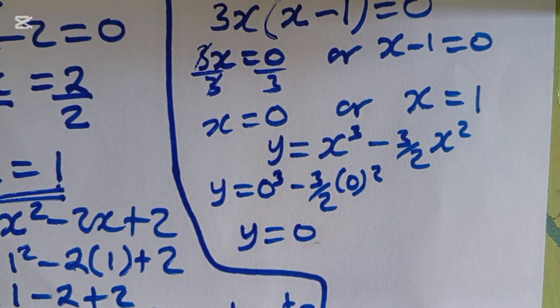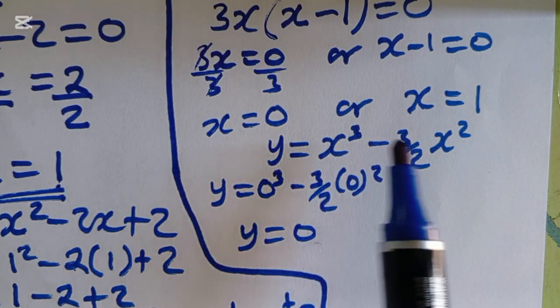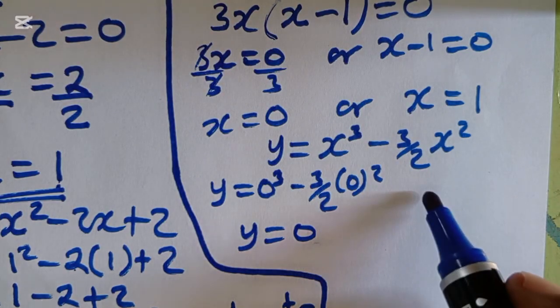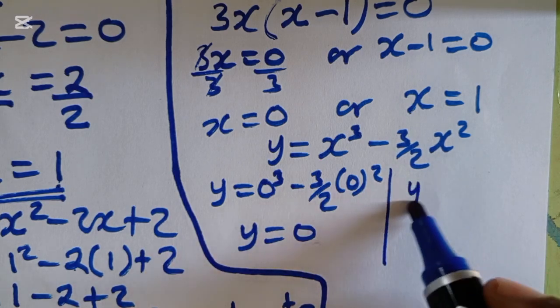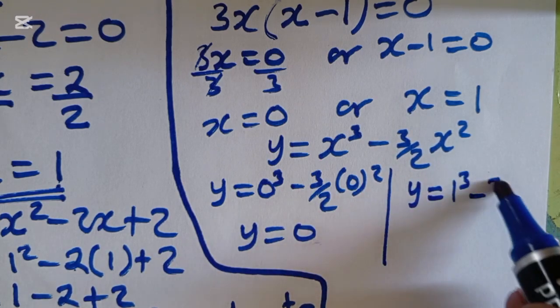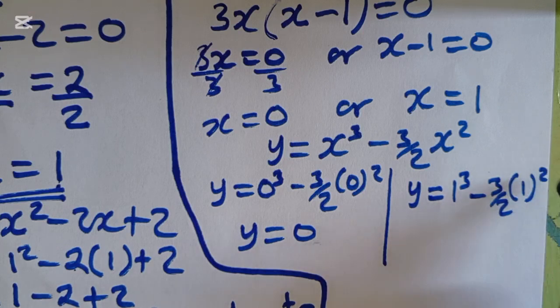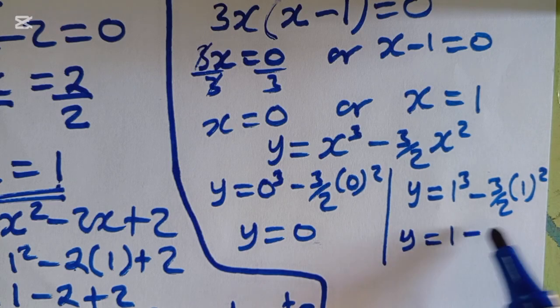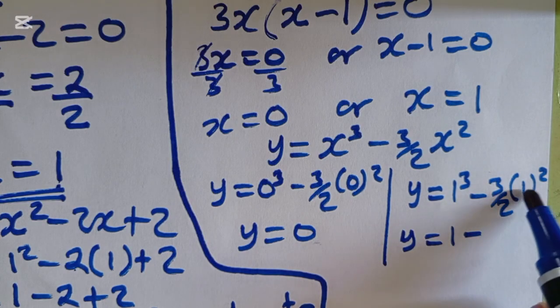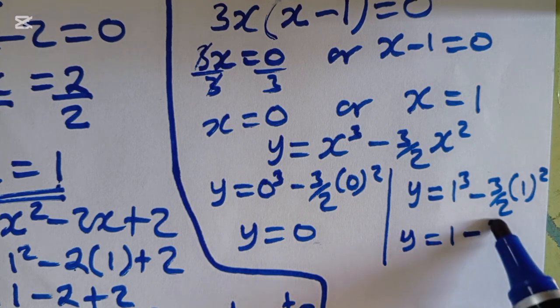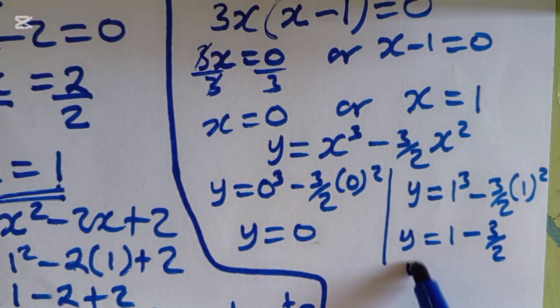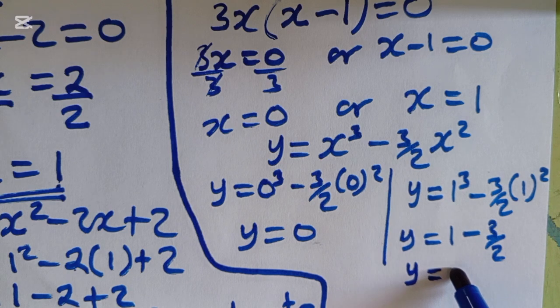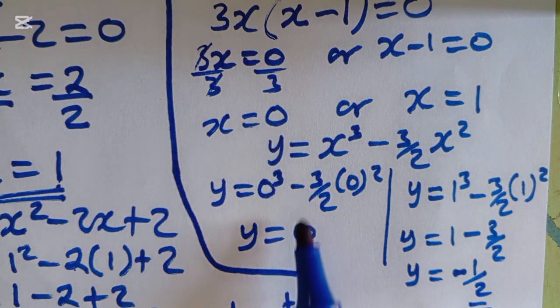Then now let us substitute, where there is x, we substitute 1. y is equal to 1 to the power 3 minus 3 over 2, 1 to the power 2. So y is equal to 1 to the power 3, it is 1. 3 over 2 times 1 to the power 2, it is 3 over 2. So y is equal to negative 1 over 2.